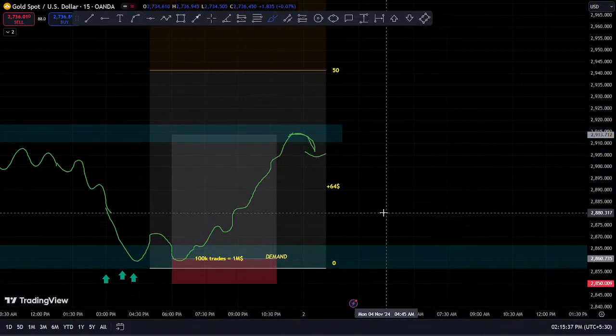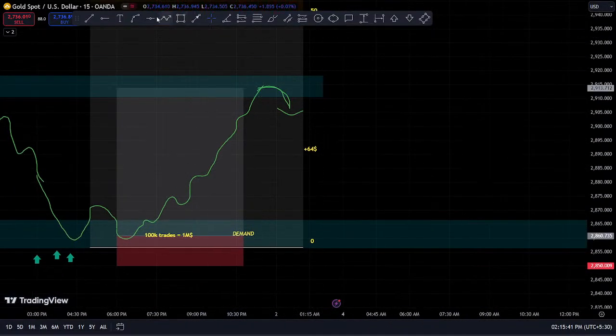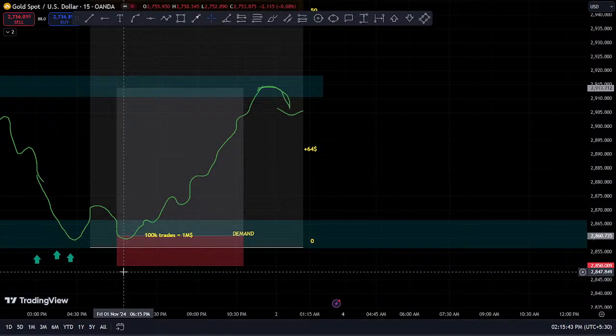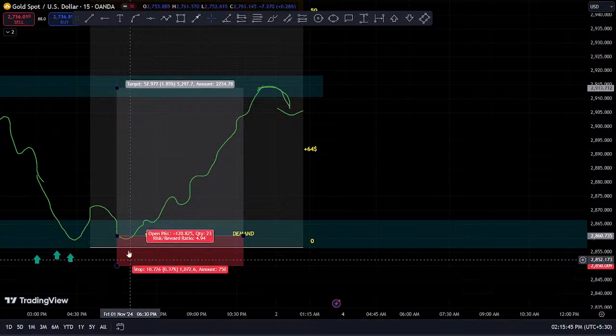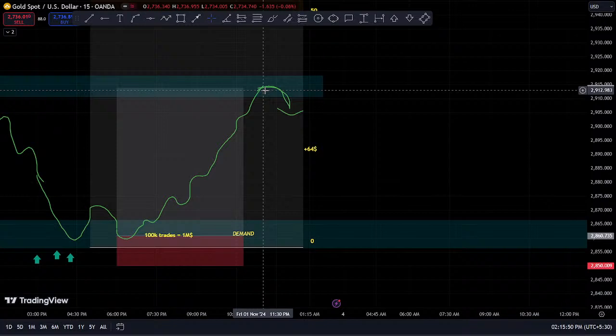If I am smart, I have seen, let's say, what was the date? On 1st of November, the price was 2860, and on 1st of November at 11:30 p.m., the price was 2910.